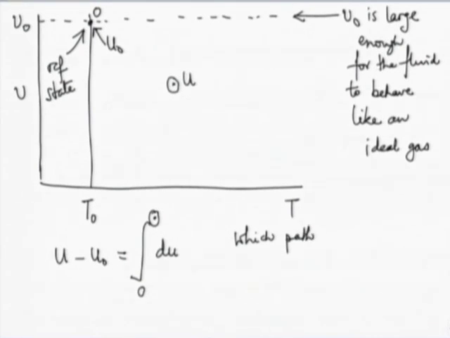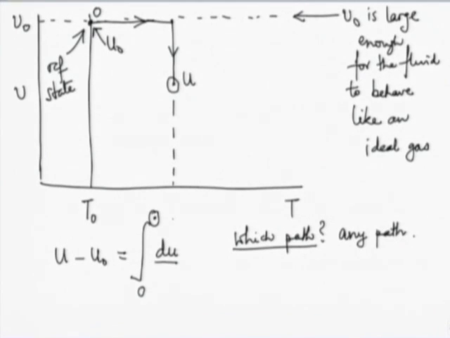We must say that any path will do, because this is an exact differential, being a change in property. So the most convenient path to take is a path like this: at the reference volume, go up to the required temperature, and then at the given temperature, come back to the required volume.